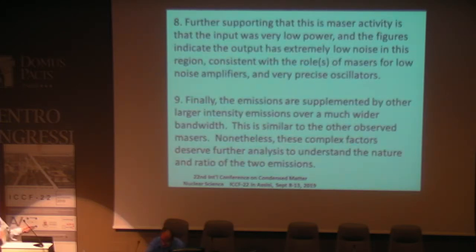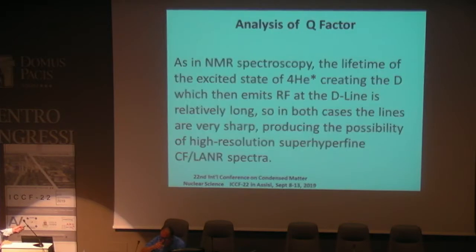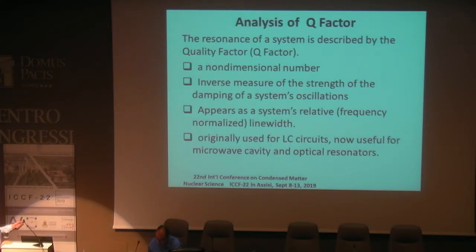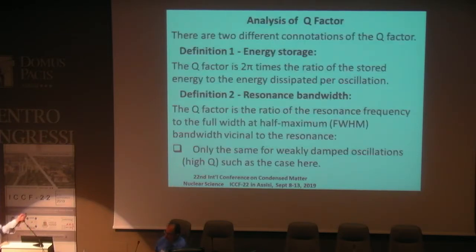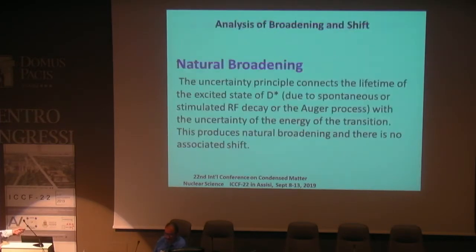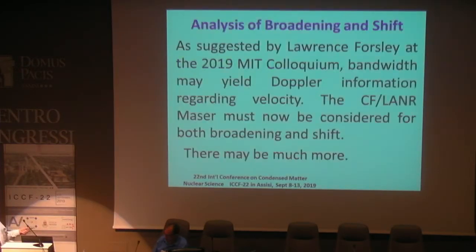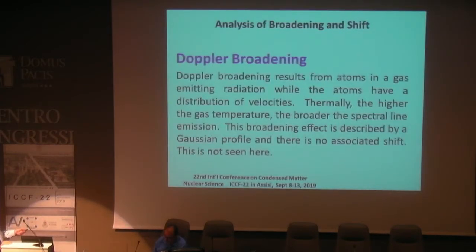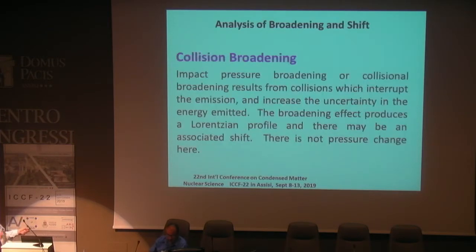The other issue is, in addition to these lines, there's a wider output, and I'll just show you quickly if I can get to it. I probably won't. This is the Q factor. Q is a non-dimensional number. It tells you basically the ratio of the half power points of the width to the frequency. And there's two definitions. We don't have time to go over it. Larry Forsley had suggested when I first presented this at the MIT colloquium that we should look at what the broadening tells us. I won't have time to tell you, except I can show it here quickly. Doppler broadening is not seen. These things are not moving very much before they emit.